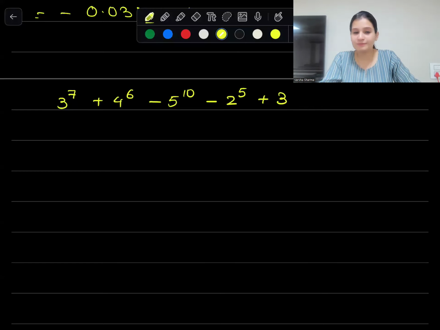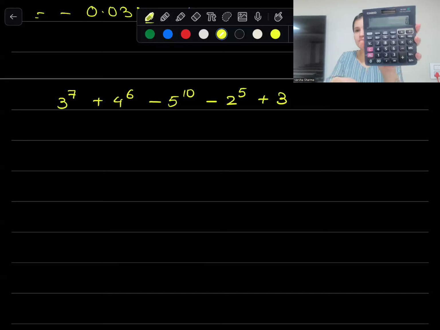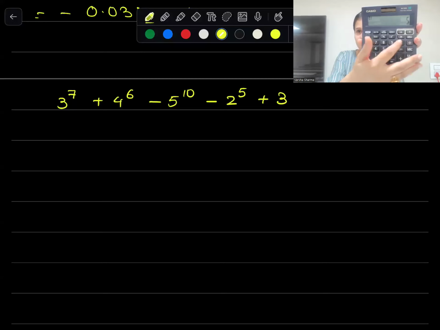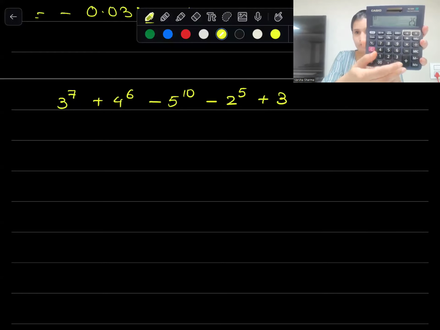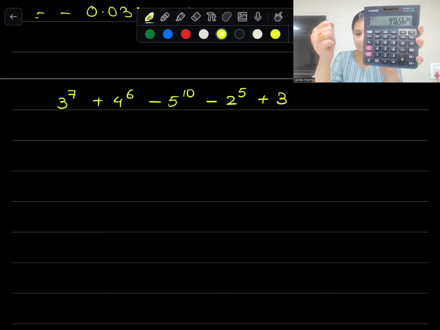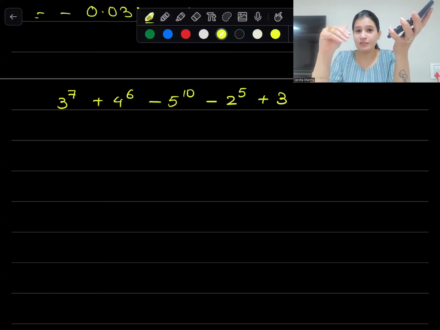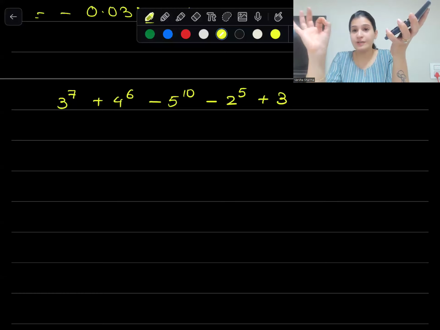Everyone done or should I wait? Done, ma'am. Okay. Let's see. So I'm calculating the negative ones first. 5, 2, 3, 4, 5, 6, 7, 8, 9, 10. Negative sign, so M minus. See, the order doesn't matter whether you're calculating the plus ones first or the negative ones first. Just remember the sign before that. That's the most important thing.